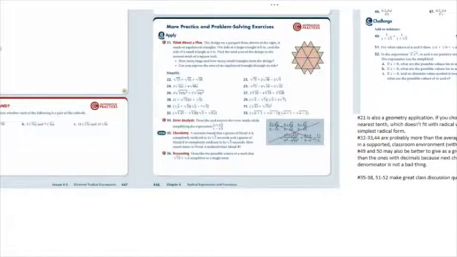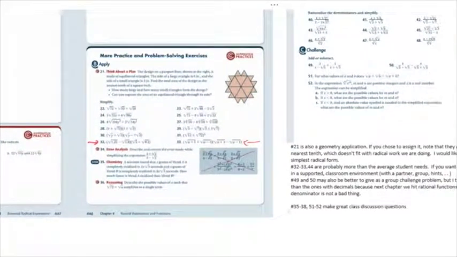32 and 33 seem a little bit meaner than necessary for the average student. If you want to give those because you just really like those, I would advise doing that in a supported situation in class with a partner or a group. Not at home by themselves. That's just an extra frustration.